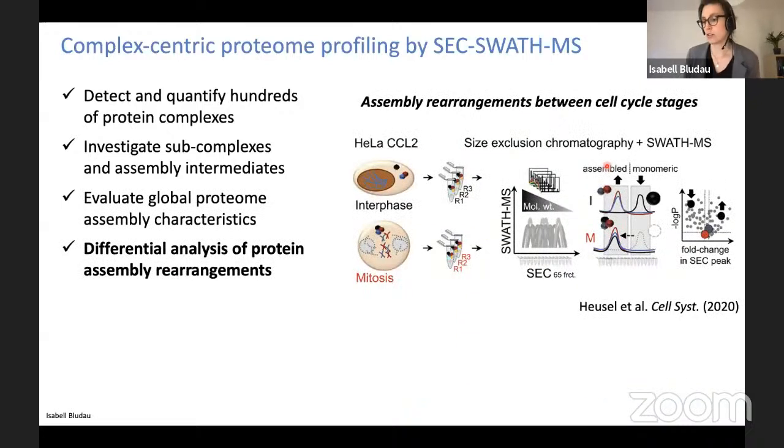While this is of course fairly nice to get insights into proteins in a single state, the question is if we can also look at protein complexes across different conditions. My former colleague, Moritz Heusel, published a very nice study last year where he looked at protein complex rearrangements between HeLa cells in interphase and mitosis.